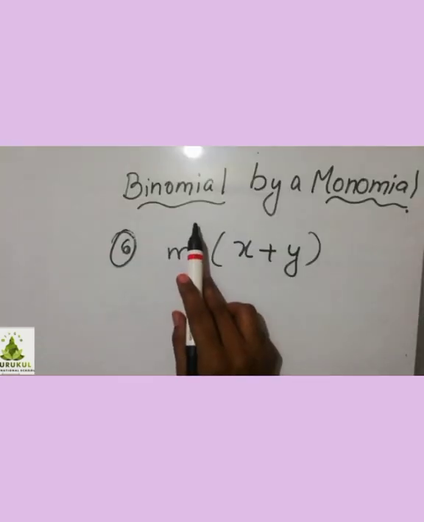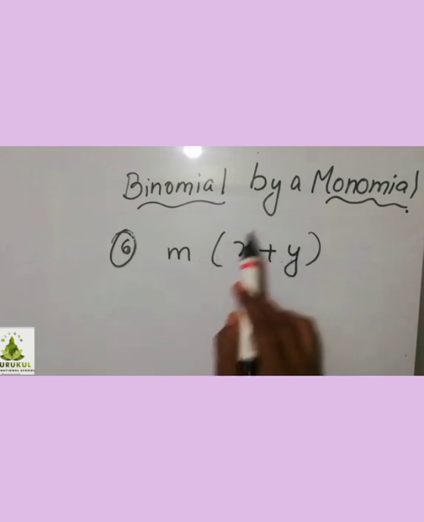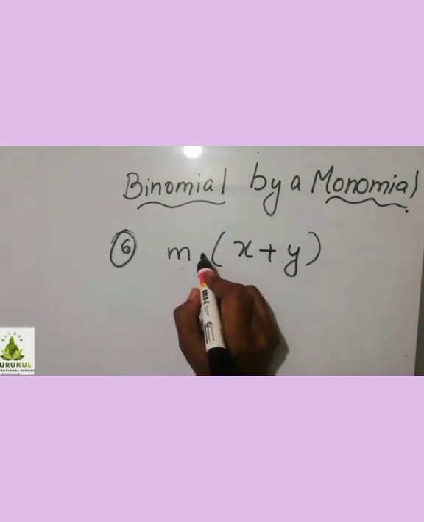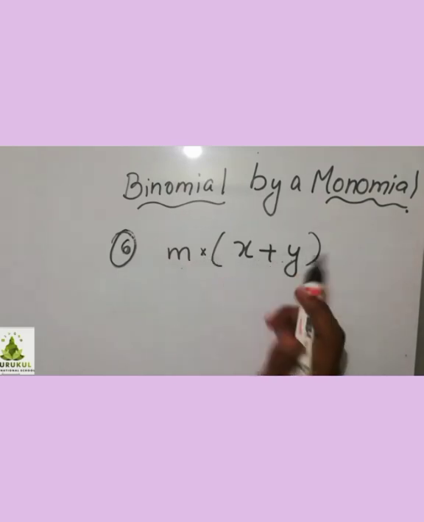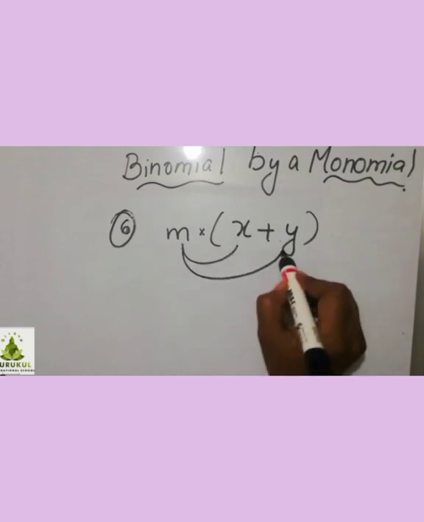Let's see now binomial. How to multiply a binomial? This is a binomial. See in the bracket two terms, x plus y. The operation is plus. It is not multiplication here. It is plus here, x plus y. So two terms in the bracket with the operator plus. So it is a binomial. You are multiplying a binomial by a monomial. m is a monomial. Now here nothing means into. Bracket means into. So m into this full bracket. This means m is for this term, and m is for this term also.